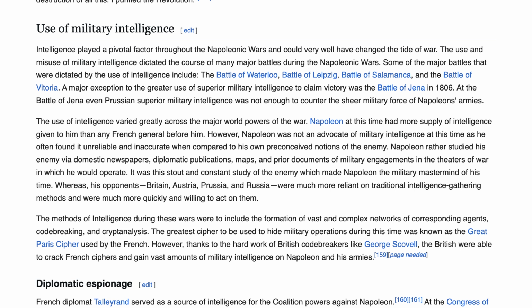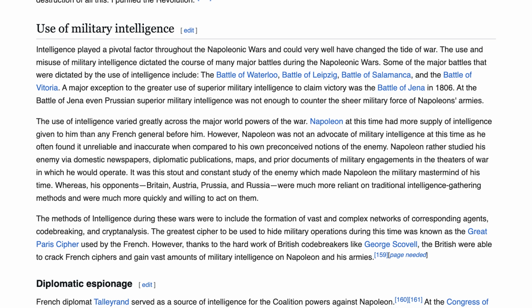Napoleon at this time had more supply of intelligence given to him than any French general before him. However, Napoleon was not an advocate of military intelligence at this time, as he often found it unreliable and inaccurate when compared to his own preconceived notions of the enemy. Napoleon rather studied his enemy via domestic newspapers, diplomatic publications, maps, and prior documents of military engagements in the theaters of war in which he would operate. It was this stout and constant study of the enemy which made Napoleon the military mastermind of his time. Whereas, his opponents, Britain, Austria, Prussia, and Russia, were much more reliant on traditional intelligence-gathering methods and were much more quick and willing to act on them.